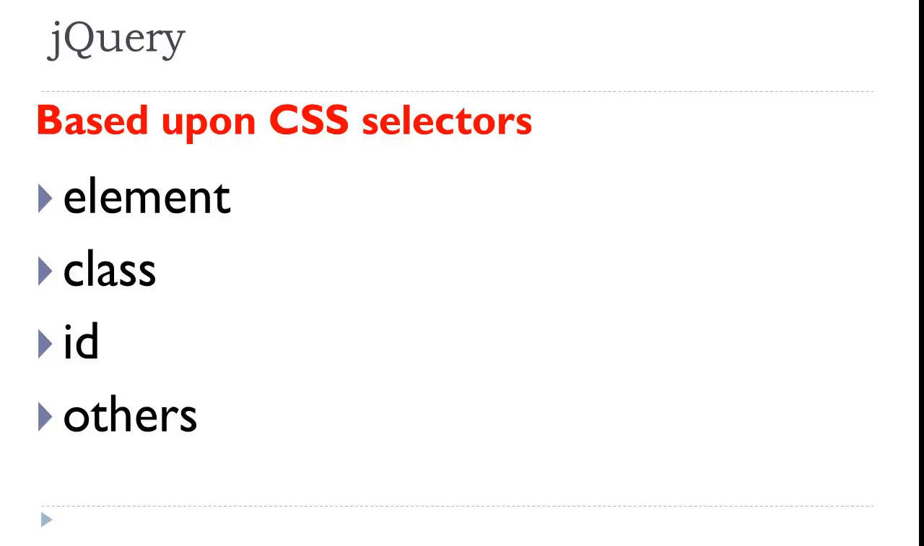All right, the reason that jQuery is so popular is because it's based upon CSS selectors. And this should be very familiar to seasoned HTML developers. All right, these are just a few of the typical selectors: an element selector, a class selector, an ID selector, and there are very many others.